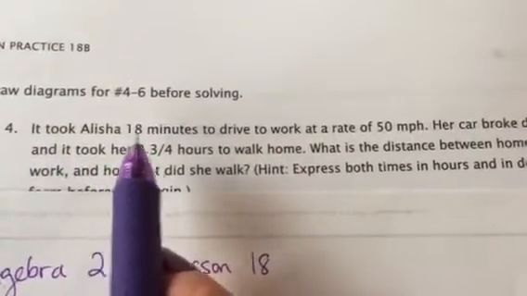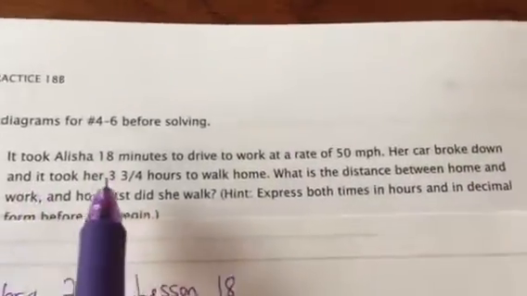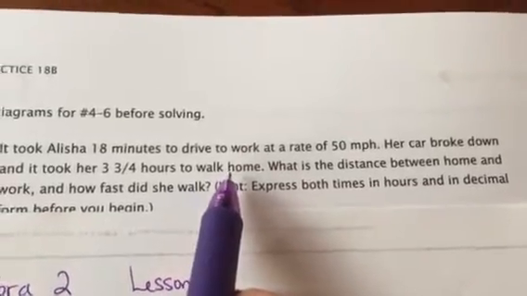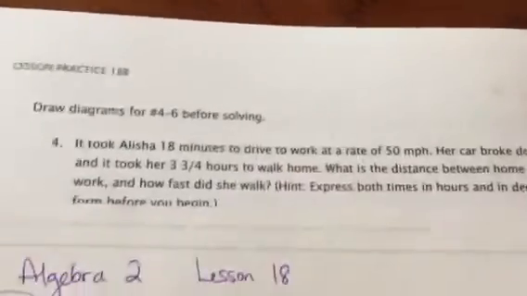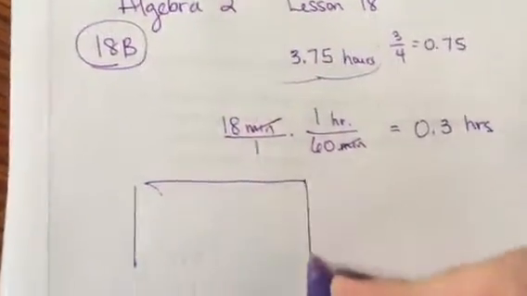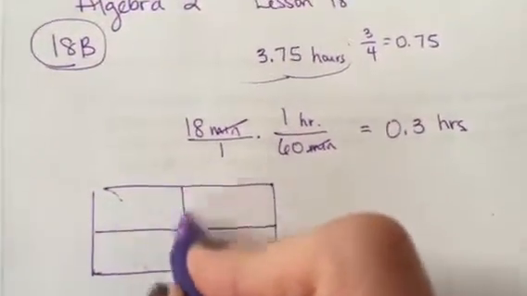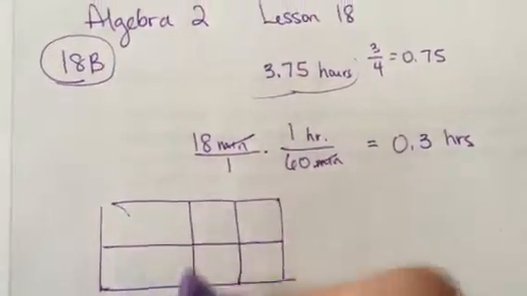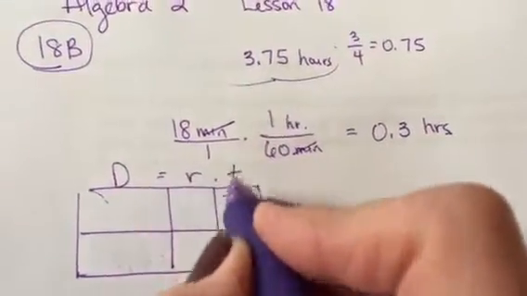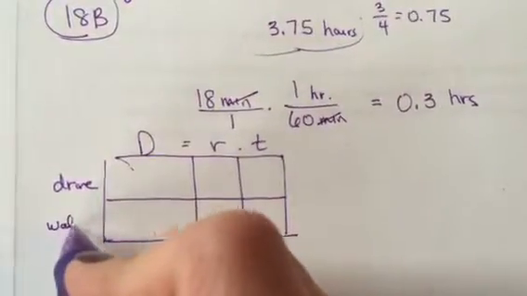Notice I have two scenarios here. It took Alicia 18 minutes to drive to work. Her car broke down and it took her 3 3/4 hours to walk home. Hopefully you see the two different scenarios. Sometimes she's driving, sometimes she's walking. So I want you to see this little box. The reason we're going to do this box is that in the next chapter, Chapter 19, they get even more interesting, and if you've already gotten used to filling in this block, it makes it really easy. But remember, distance equals rate times time. Do your two scenarios: one time she's driving and another time she's walking.